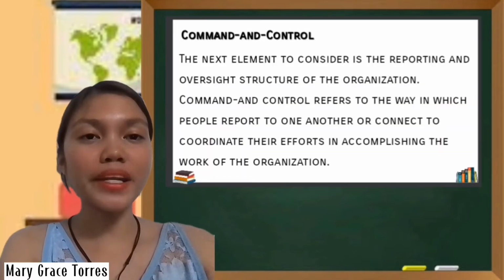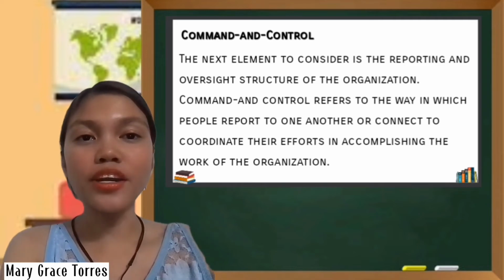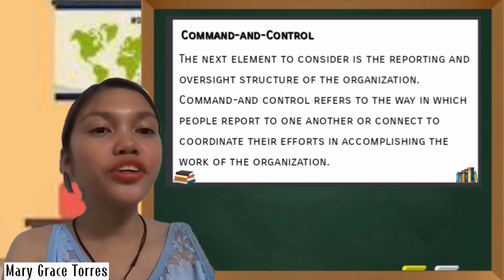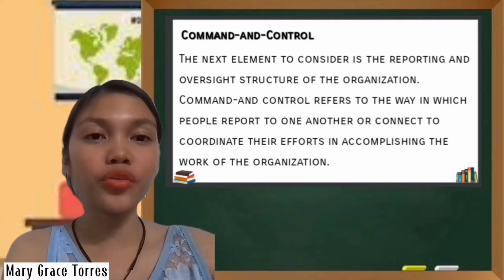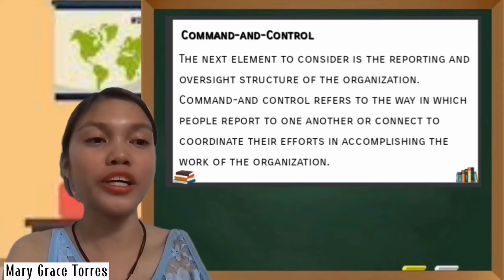Next one is command and control. The next element to consider is the reporting and oversight structure of the organization. Command and control refers to the way in which people report to one another or connect to coordinate their efforts in accomplishing the work of the organization.